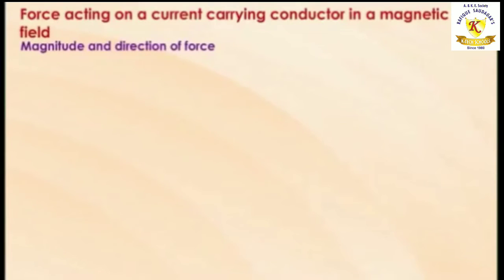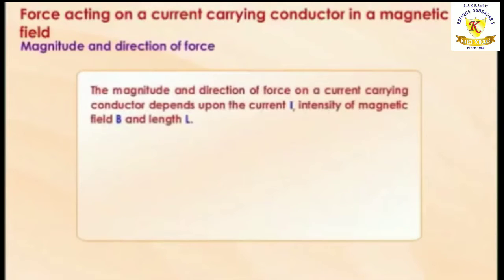Magnitude and direction of force. The magnitude and direction of force on a current carrying conductor depends upon the current I, intensity of magnetic field B, and the length L. So children, it means F is directly proportional to I, F is directly proportional to B, and F is directly proportional to the length L.